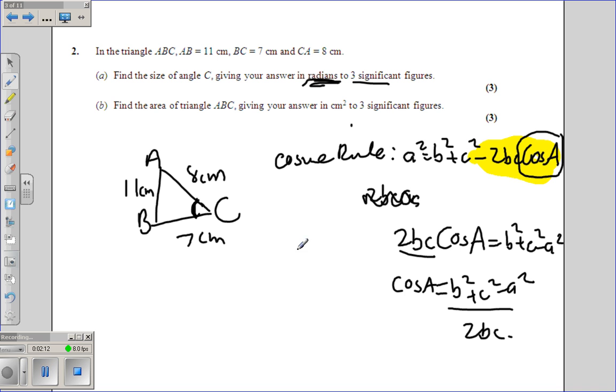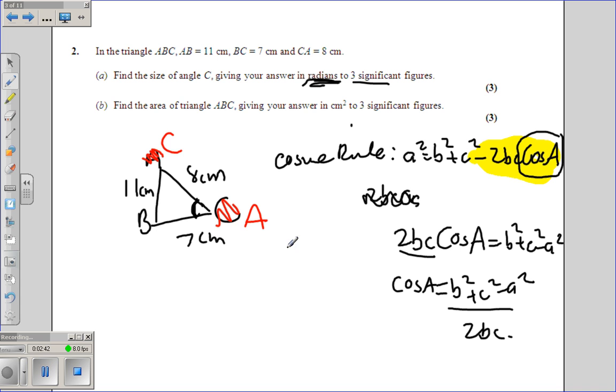Now letters wise, this is used to find angle A. If you just want to rearrange this, rewrite your letters, make sure that the angle you're trying to find is angle A. Call this one C if you want to swap it around. Doesn't matter, as long as the angle you're trying to find is A. There we go. So the cosine of angle A, which is what we want to find, and then we'll shift cos to find out what angle A is.